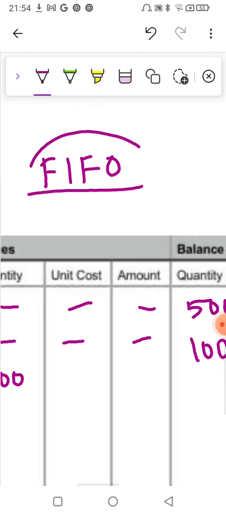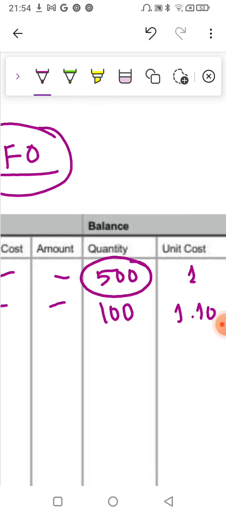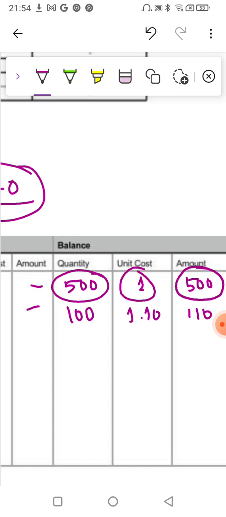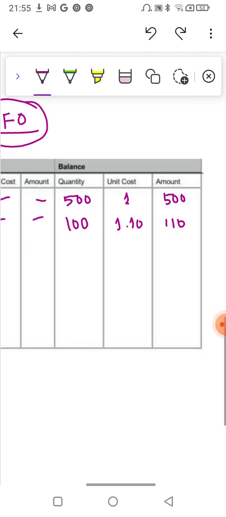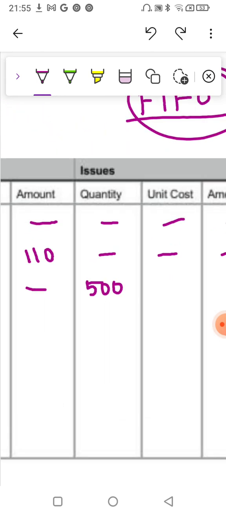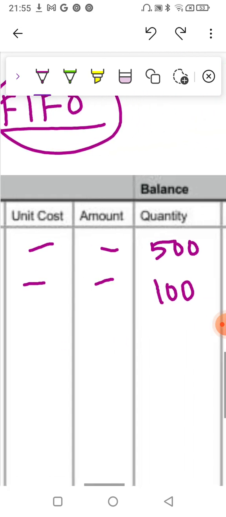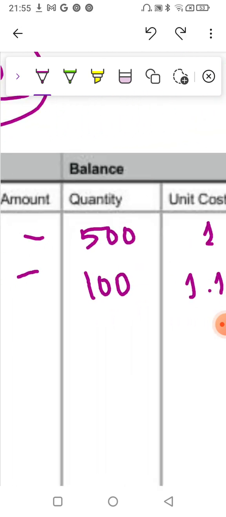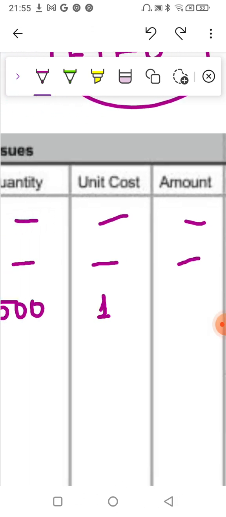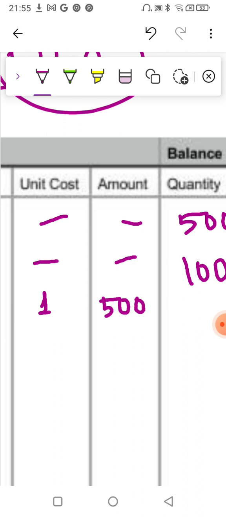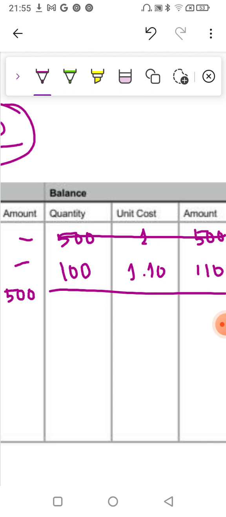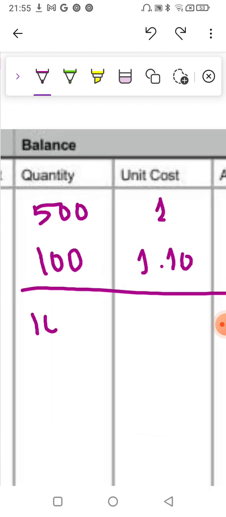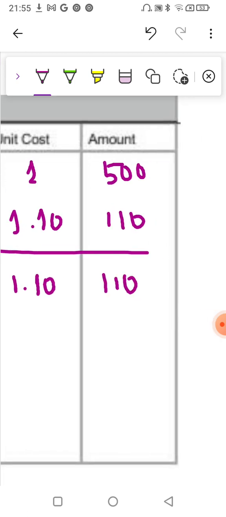Now because we are doing first in first out, the first 500 that I had previously, I have to issue those first. That is why I'm going to write it over here, that 500. So the issue price I'm going to take as 1 rupee because I'm letting that out first. So 1. So 500 gone. Now my balance that remains after this is 100 of 1.10. That is 110. This remains.